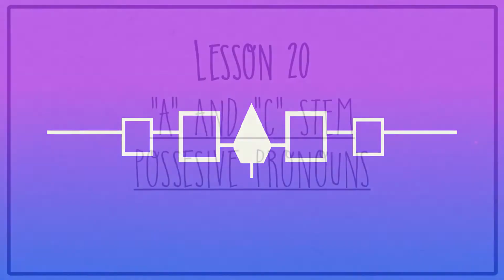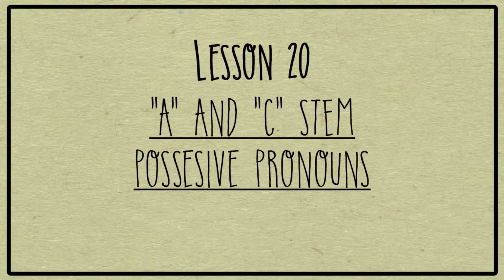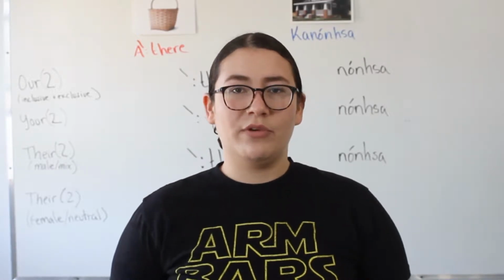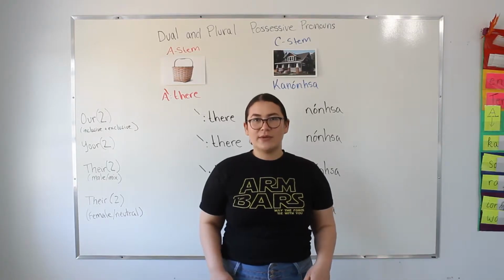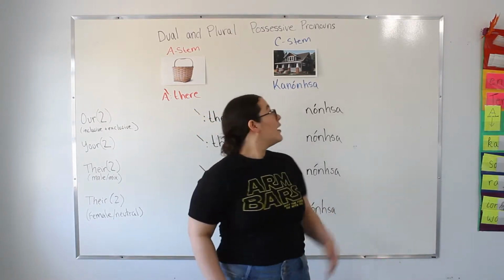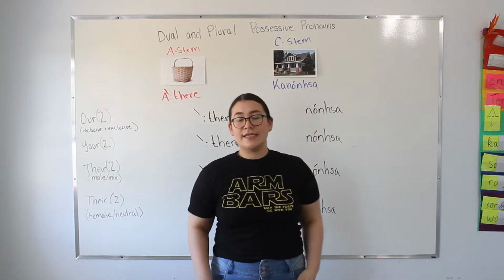Today we're going to be continuing on from our last lessons and looking at A and C stem possessive pronouns. We're going to focus on dual and plural possessive pronouns and how to incorporate them with words. So today the two words that we're going to be using are atere, which is an A stem noun, and ganusa, which is a C stem noun.